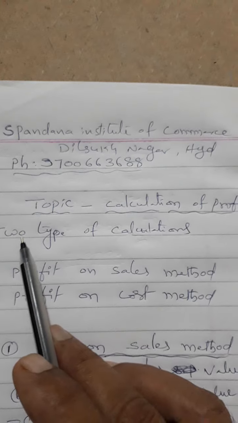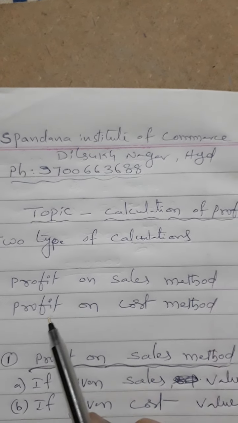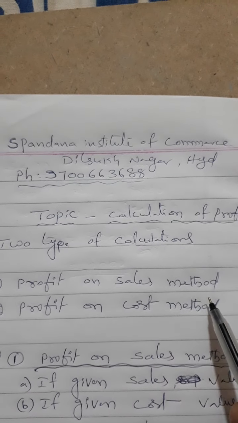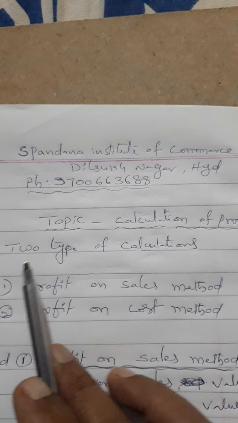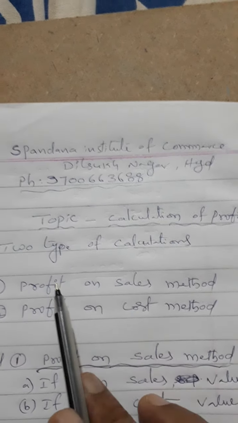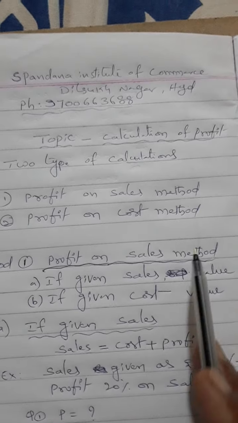Today our present topic is calculation of profit. When profit on sales is given in the question, and when profit on cost is given in the question, that's why the calculation of profit method can be divided into two types. First one, profit on sales method; second, profit on cost method. Here in method 1, I am explaining the profit on sales method.